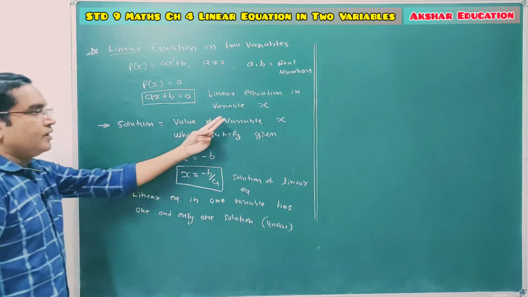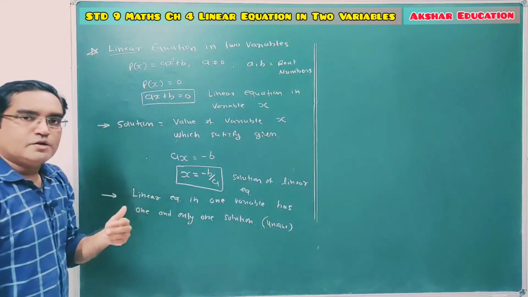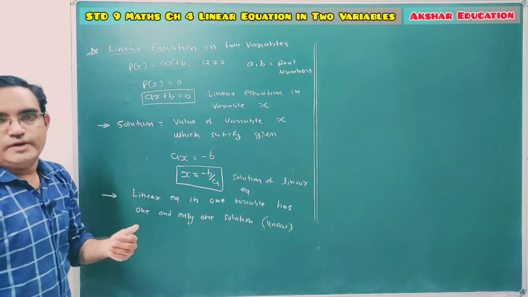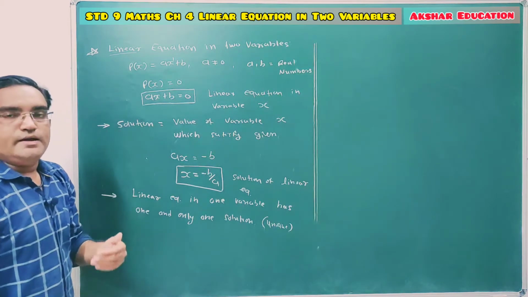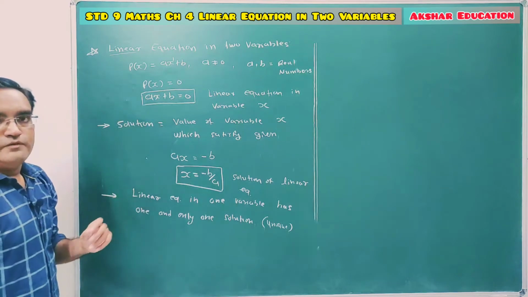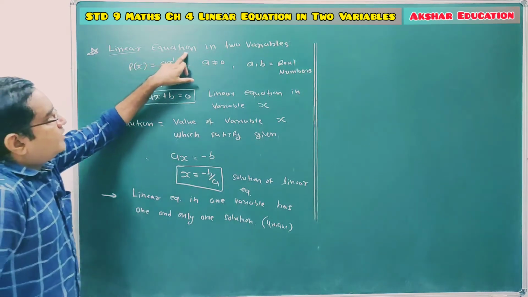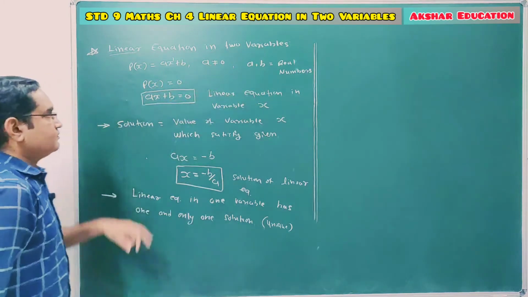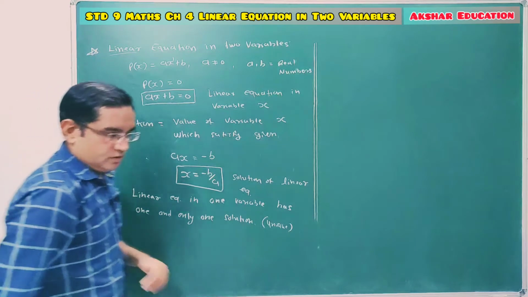So instead of variable x, now we have to consider two variables. We are taking those two variables as x and y, and we have to consider only one power of that variable. Now I am writing the standard form of linear equation in two variable. This is the standard form of linear equation in one variable. Clear, students?